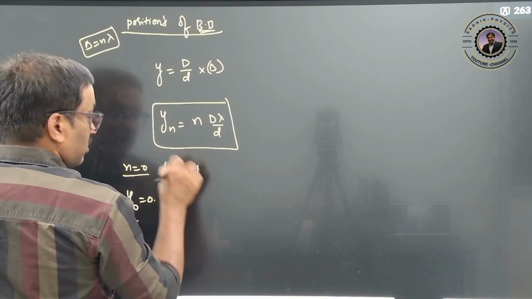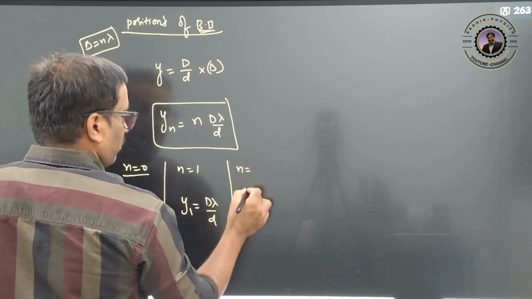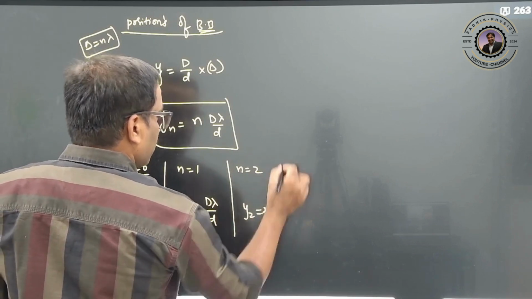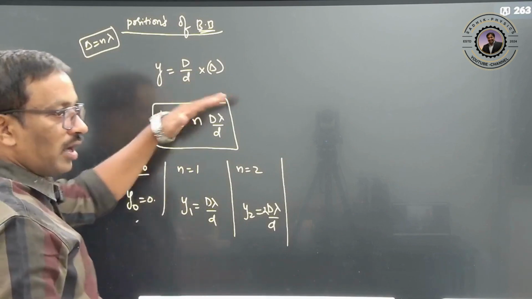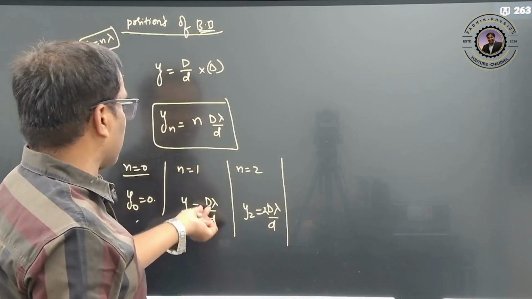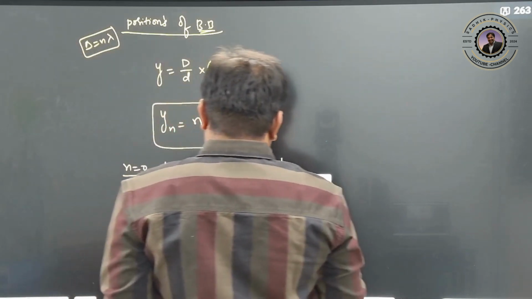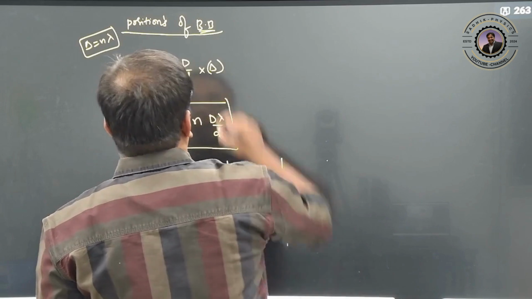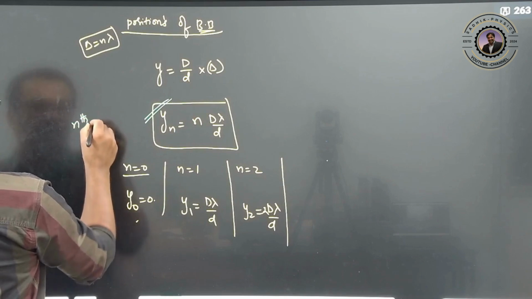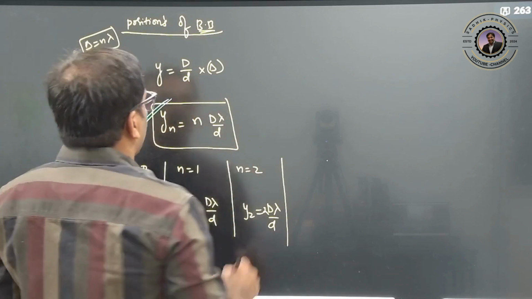n equals 1 is the first bright fringe, so y1 is equal to D lambda by d. For the second bright fringe, y2 is equal to 2D lambda by d. This is not only upward; downward is also the same, so you can take it as plus or minus, below also and above also. Clear? Now these are the positions of our bright fringes, the position of the nth bright fringe, the distance from the central bright fringe.